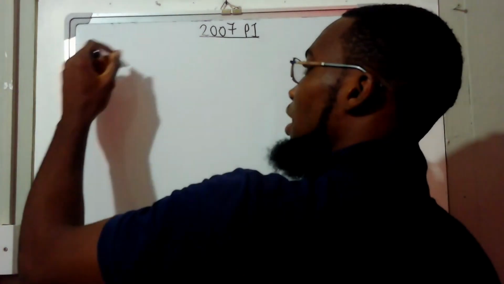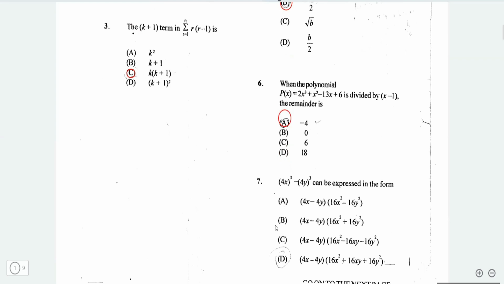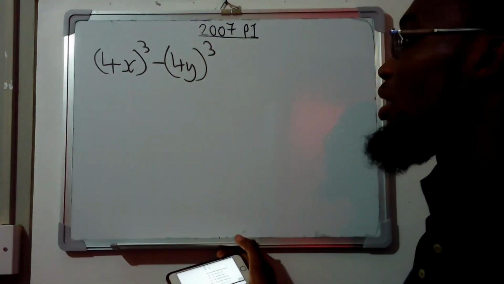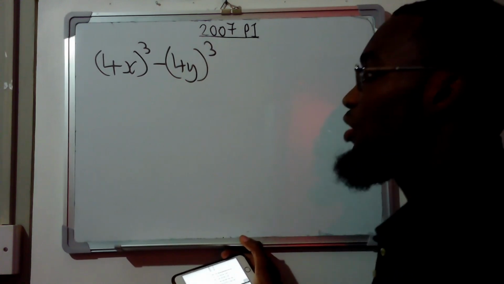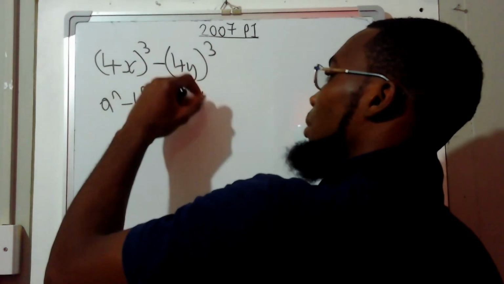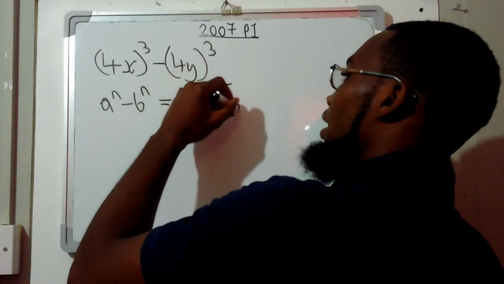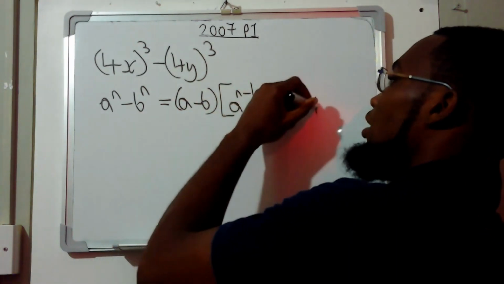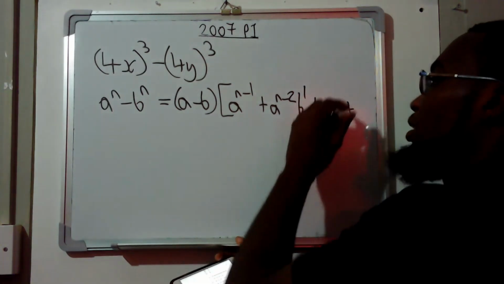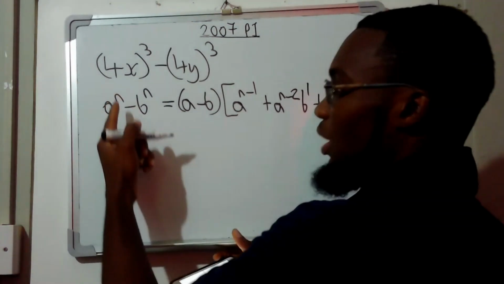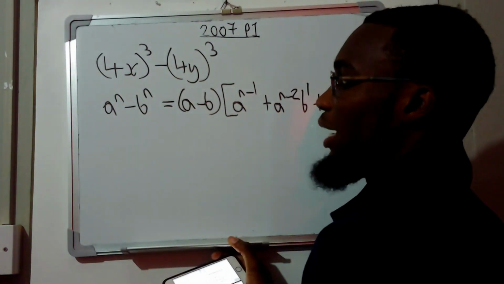Question 7 says, how can we express 4x cubed minus 4y cubed? In order to do this, we have to remember the a to the n minus b to the n formula. Recall that a to the n minus b to the n is a minus b multiplied by a to the n minus 1 plus a to the n minus 2 b to the 1 plus, and it continues all the way till we reach b to the n minus 1. So following that trend, our a is 4x and our b is 4y.